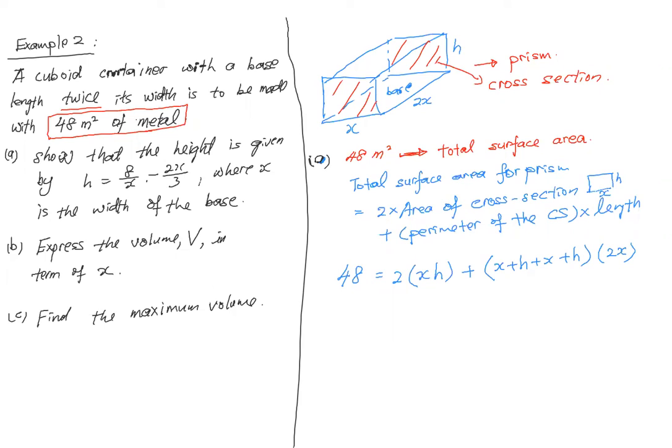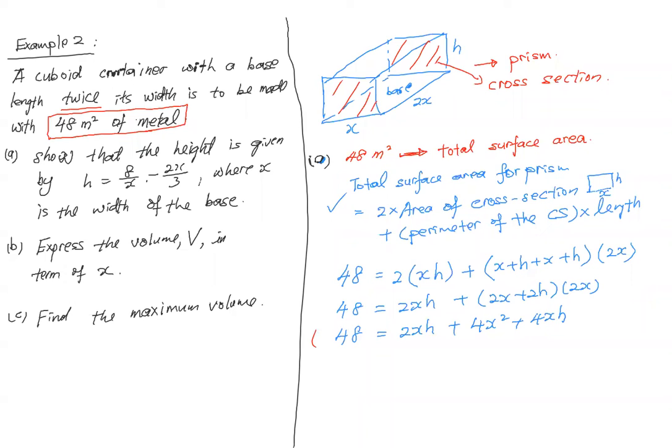Okay, so now we got that. So now we can simplify it. So 48 equal to 2xh plus, here is 2x plus 2h times 2x. So if you don't have this, you really cannot do part A. We just continue to do first. 2xh plus 4x squared plus 4xh. So everything I can divide by 2 if I want to. So I divide by 2.